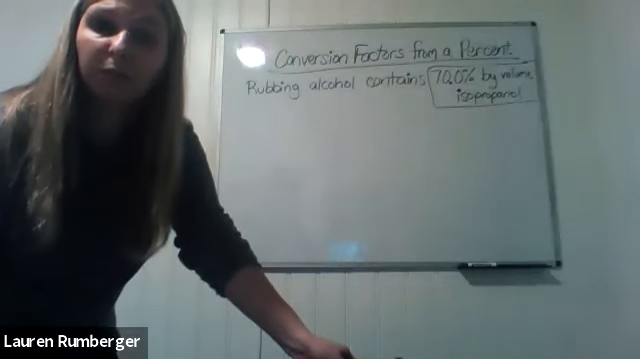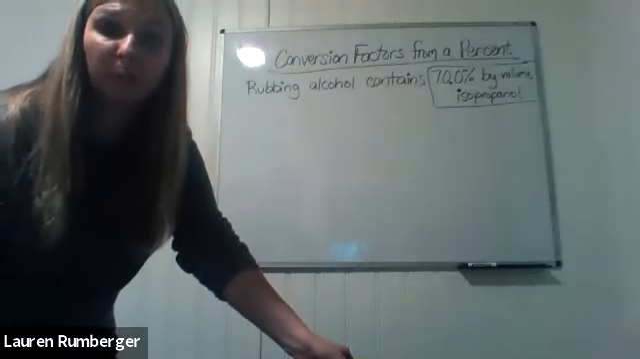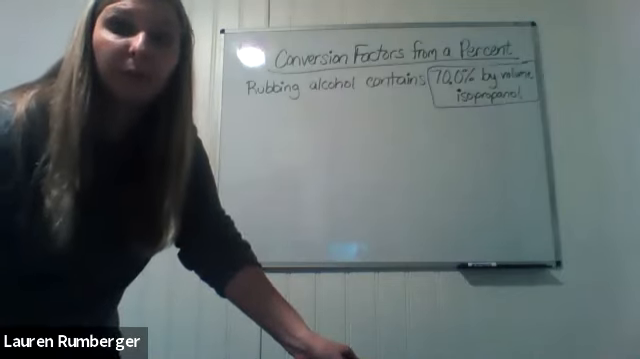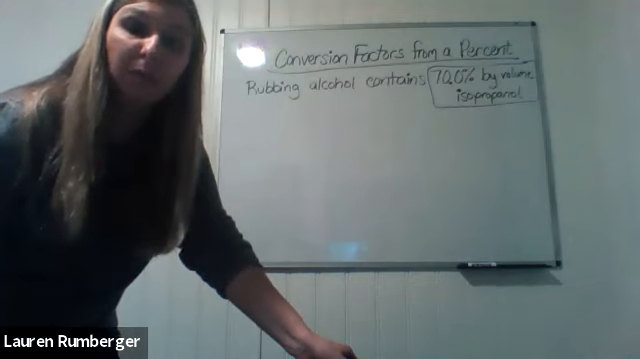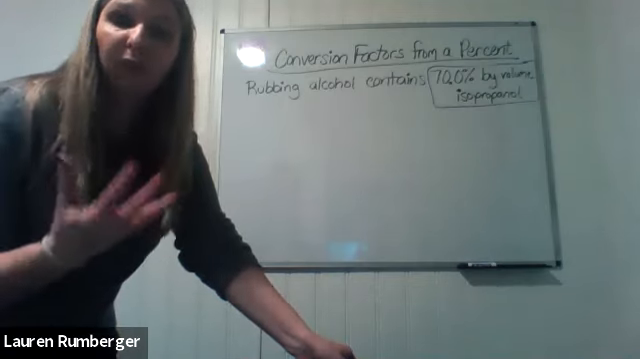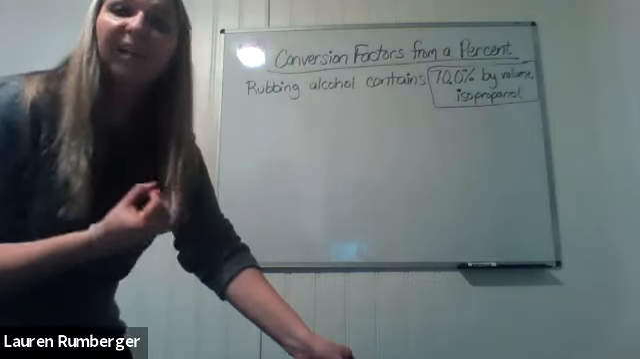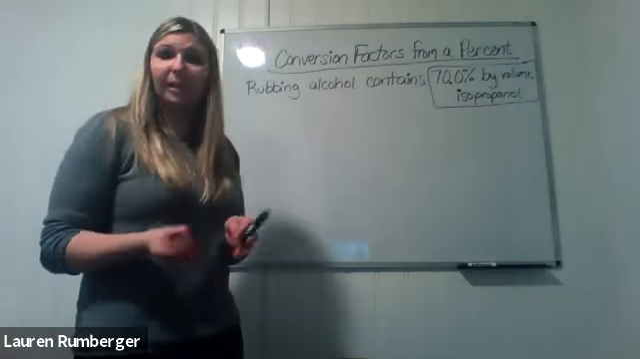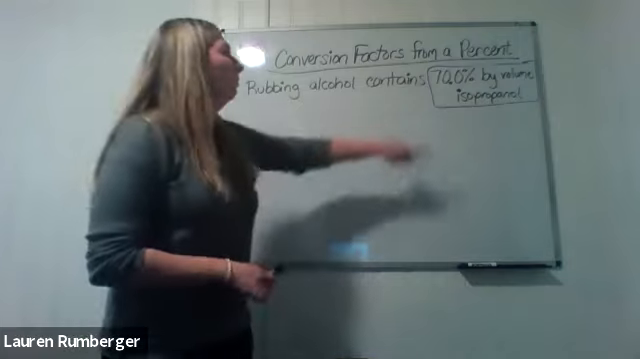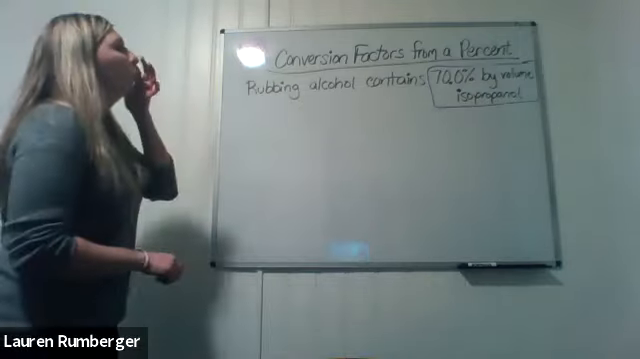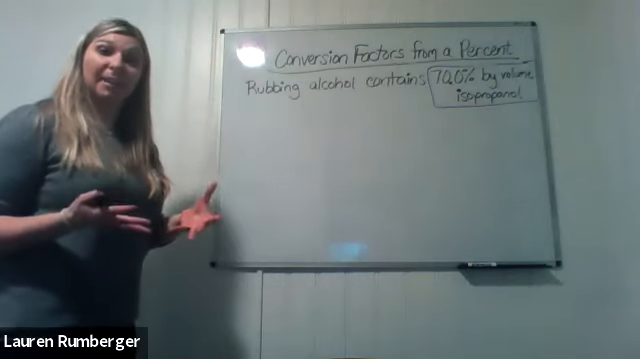This next problem involves conversion factors from a percent. On a bottle of rubbing alcohol, you may notice that it says 70% of whatever the active ingredient is. In this, if we're rubbing alcohol, it is 70% by volume of isopropanol. Okay. So what does this percentage mean?